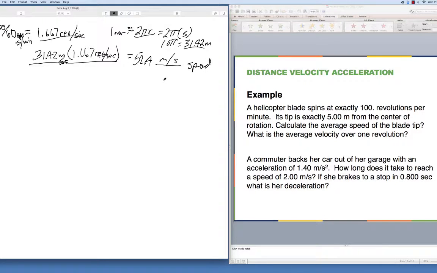Now this is kind of a trick question, because if something travels in a circle, it starts at this point, goes around, so after a revolution, it's back where it started. So there's no actual displacement. So the velocity is equal to 0 meters per second. So that's the velocity.